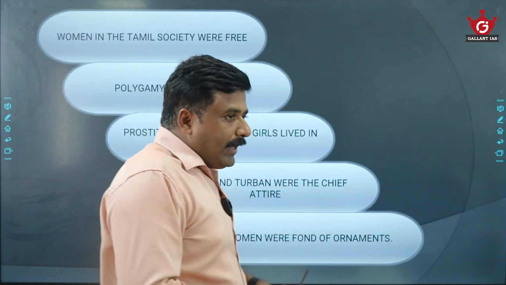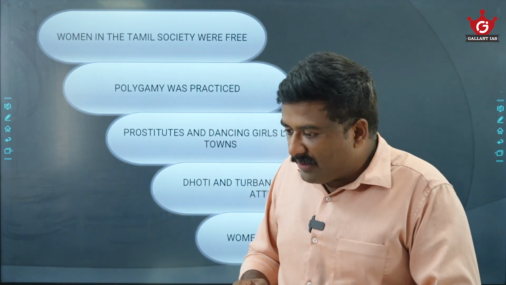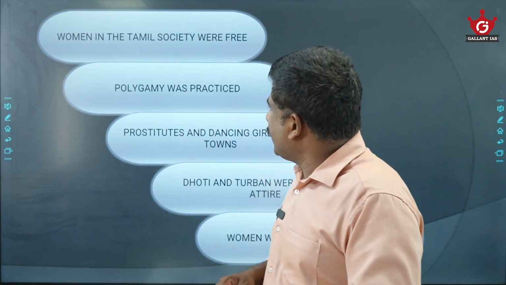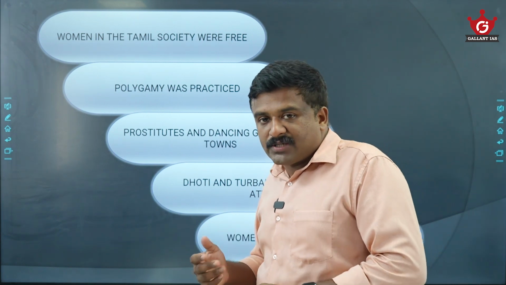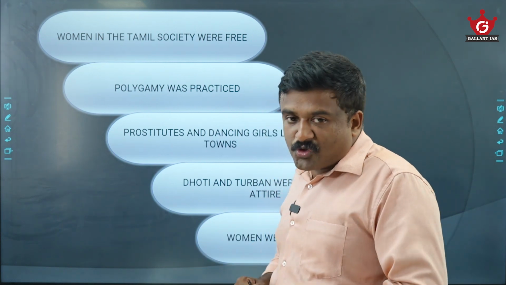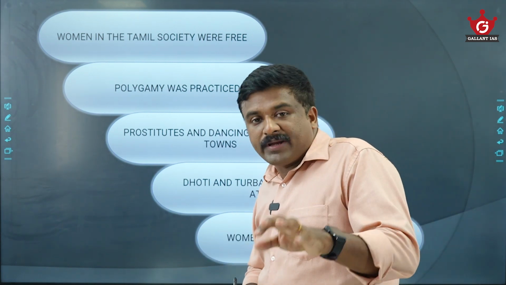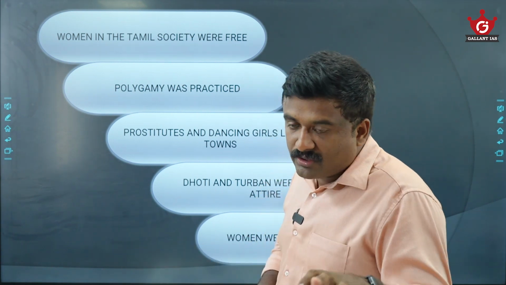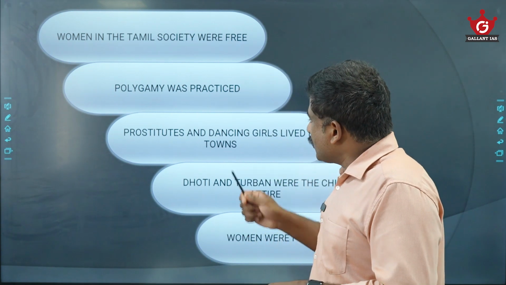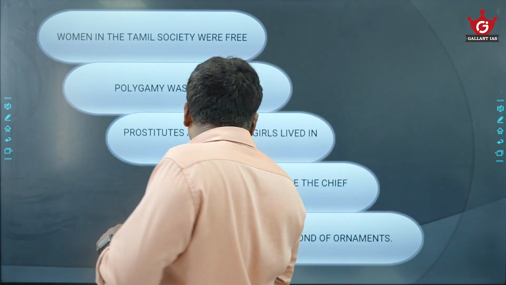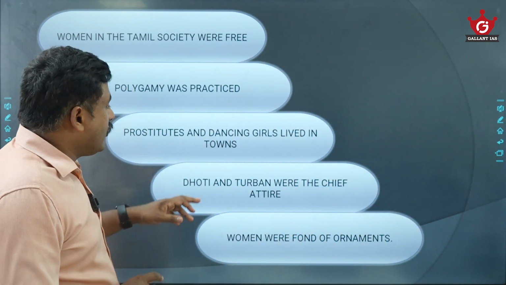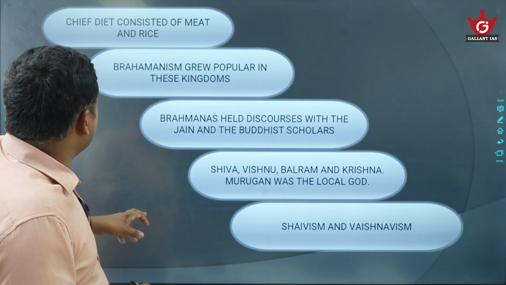Okay, and it says that comparing with North India, the status of women in the South, in Sangam society, is fairly better. At least she had economic independence, at least the lower women. Then polygamy was practiced. Prostitutes, dancing girls lived in towns. Dhoti and turban were chief attire. Women were fond of ornaments. Some status of the women.